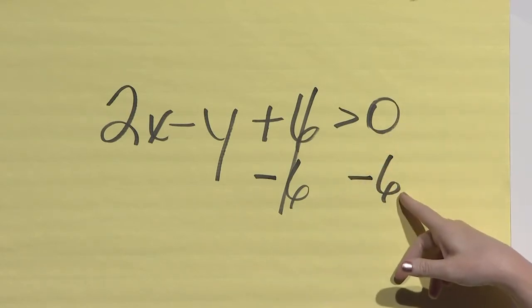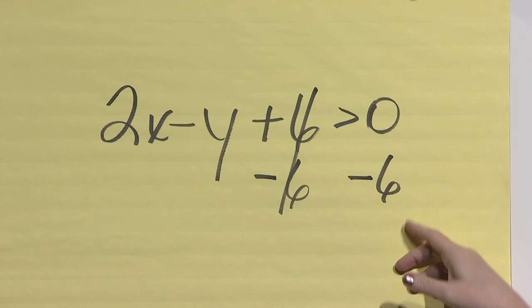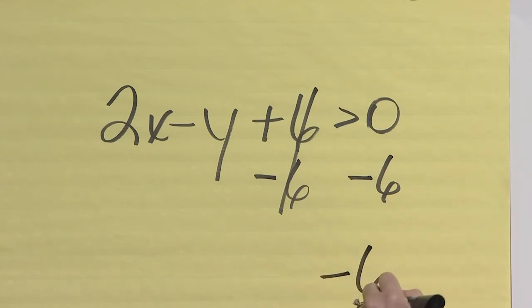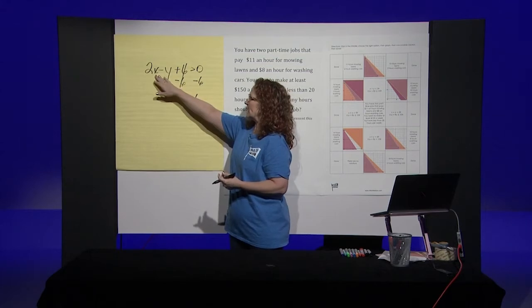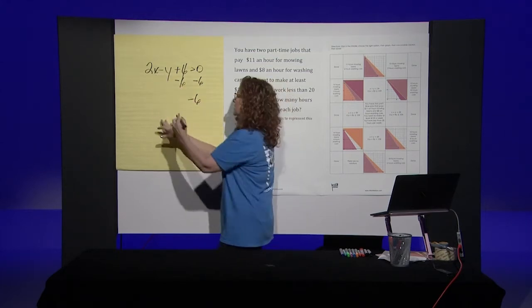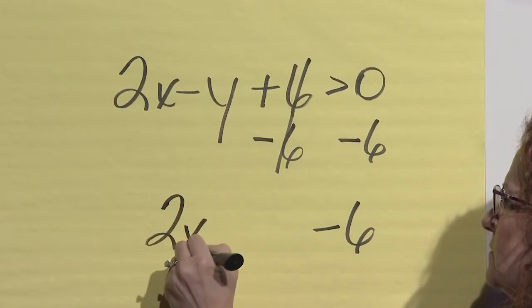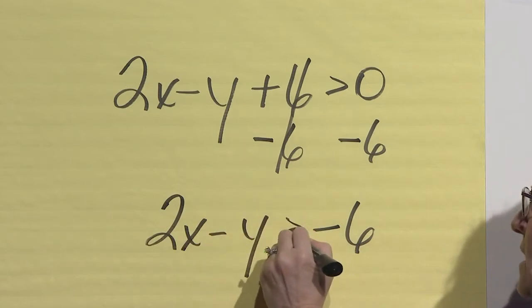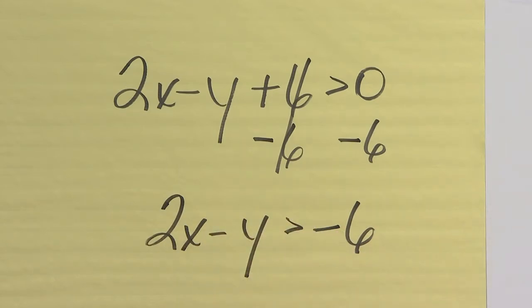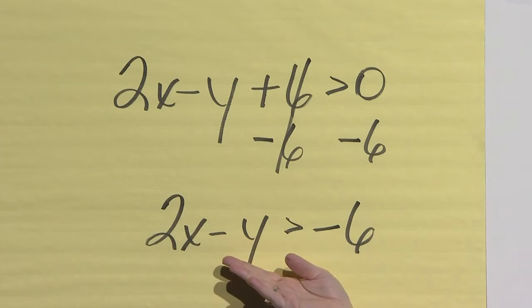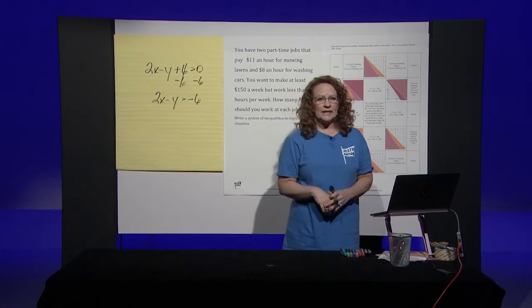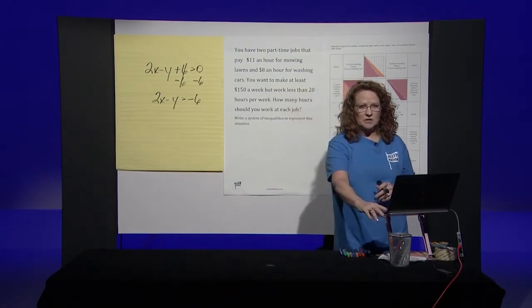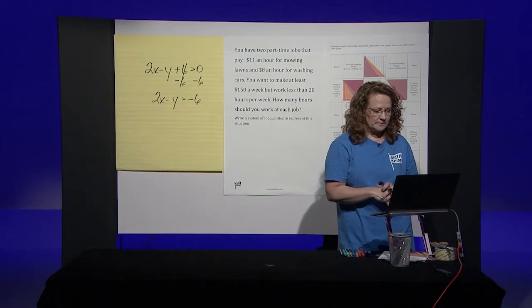So 0 minus 6, negative 6. So we're going to bring down the 2x and the minus y because we have not used those, and our inequality symbol. So we have 2x minus y is greater than negative 6. So let's go to Desmos, and we're going to look at how does Desmos show us the shaded region.